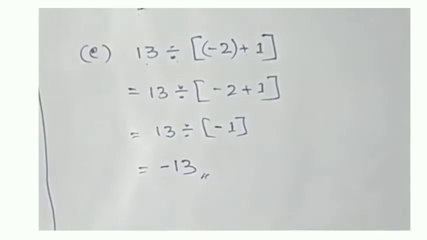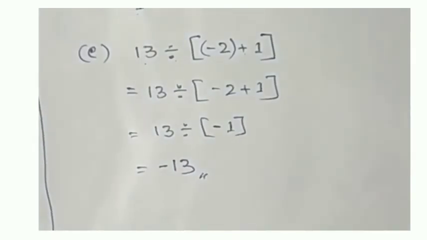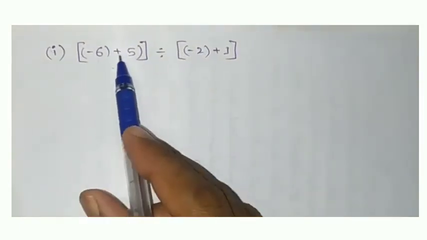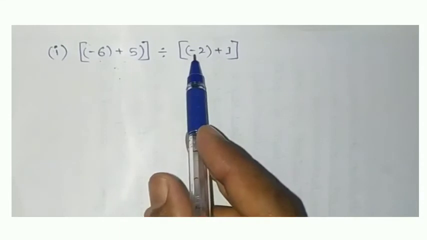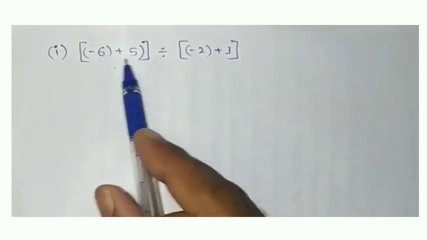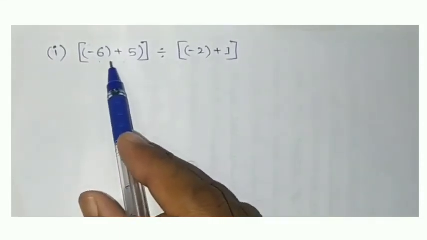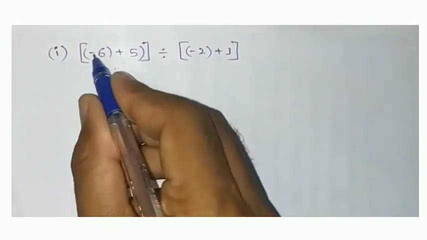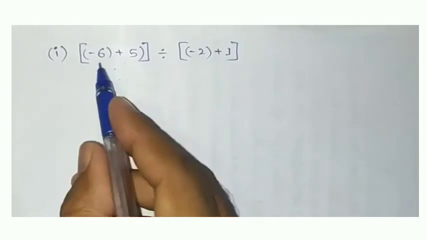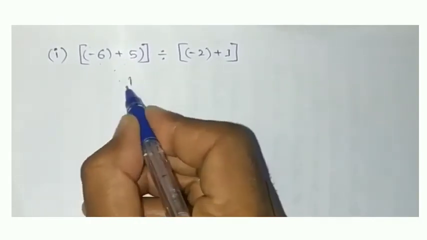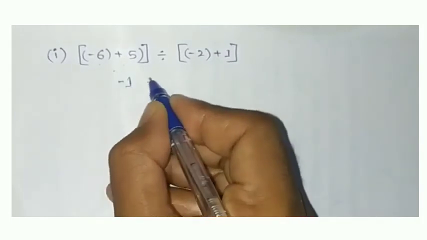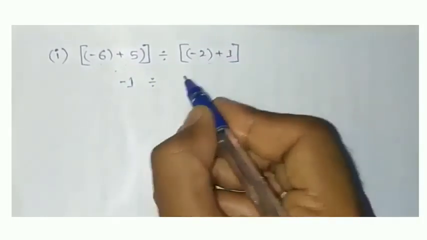It will be minus 13 is our answer. Next, question number I. Here they given minus 6 plus 5 divided by minus 2 plus 1. First solve what they given in brackets. Minus 6 plus 5, what will we get here? Opposite signs are there, so do the subtraction: 6 minus 5 is 1. Here the greater sign will be minus. Divided by minus 2 plus 1, just I solved.